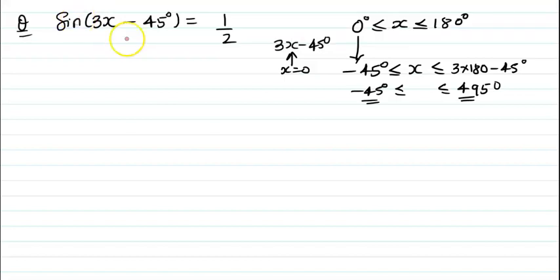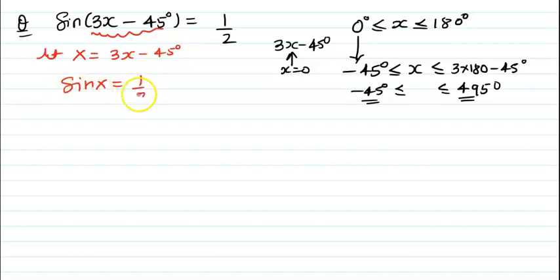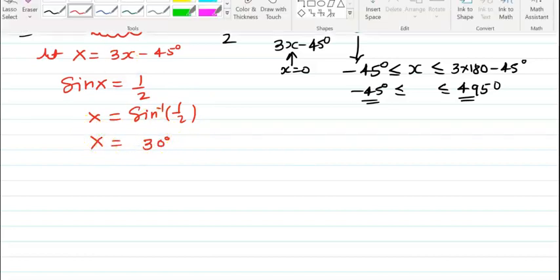Now, suppose our first thing is 3x minus 45. So suppose this as capital X. So let capital X be 3x minus 45 degree. So sine of capital X is 1 by 2. Capital X equal to sine inverse of 1 by 2, and X is 30 degree.